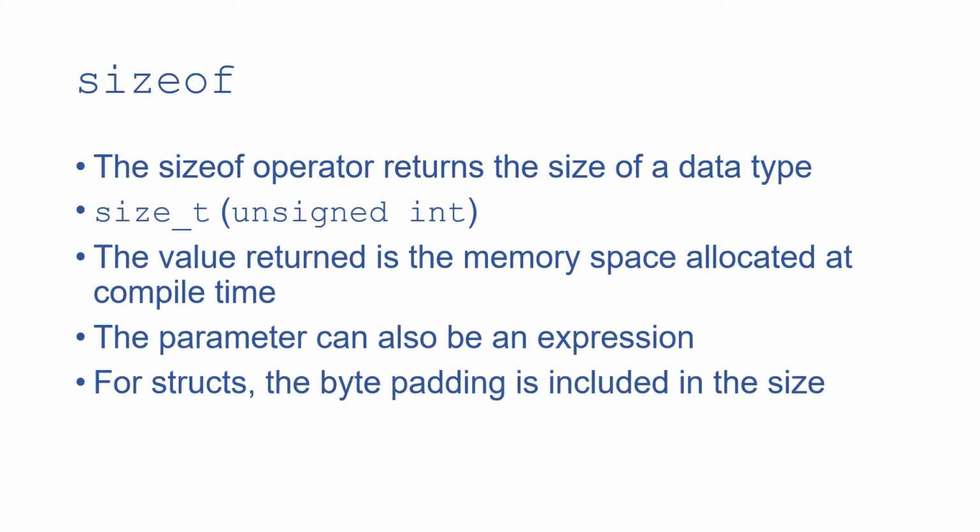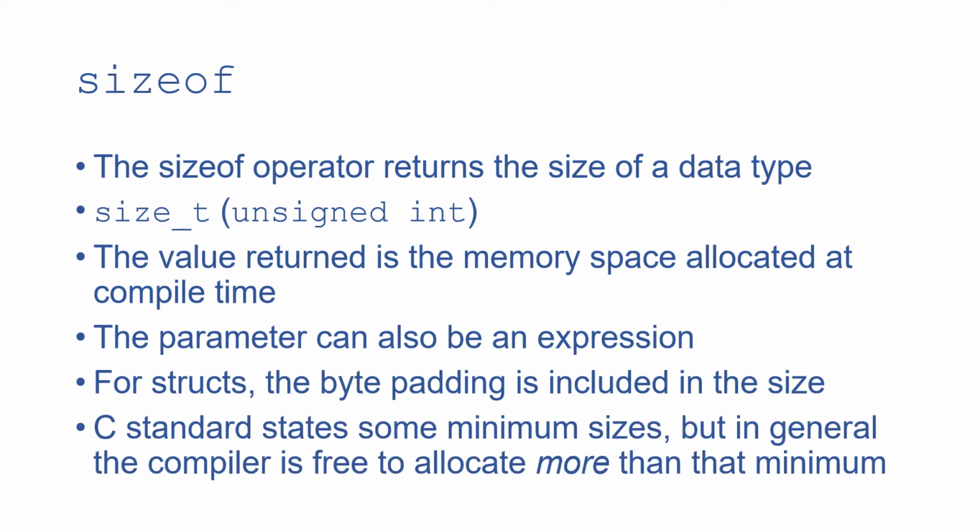Another thing to consider is that when we have structs, the byte padding of the structure is included in the size. And much like a lot of what goes on with sizeof, that byte padding is implementation specific. And it's important to remember that the C standard states some minimum sizes for some of the data types, but in general, the compiler is free to allocate more than that minimum amount of memory.